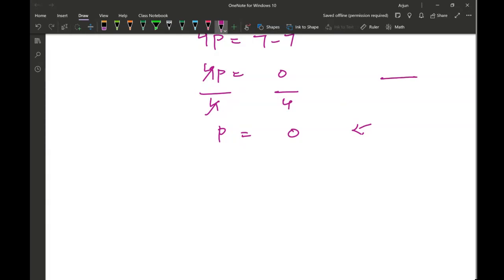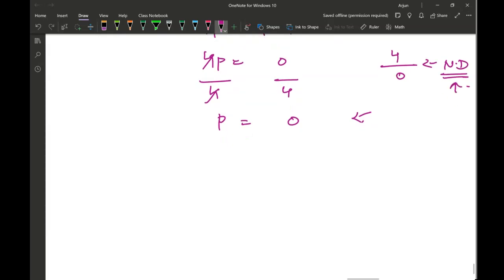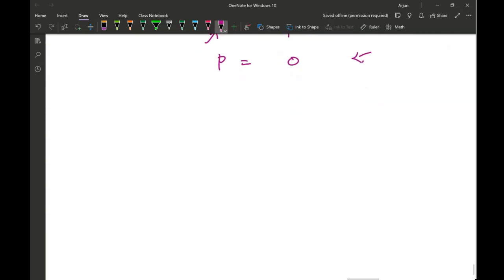Because 0 divided by anything gives 0. One thing I want to tell you, anything divided by 0 is not defined. Even if you put it in a calculator, it's going to give you not defined if the 0 is in the denominator.